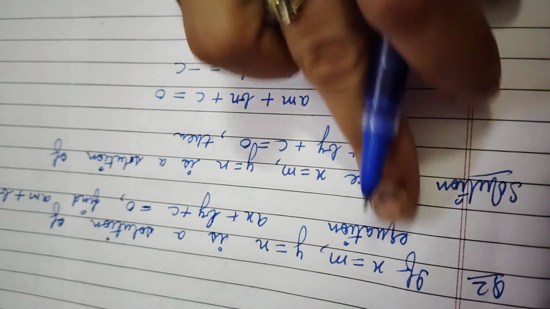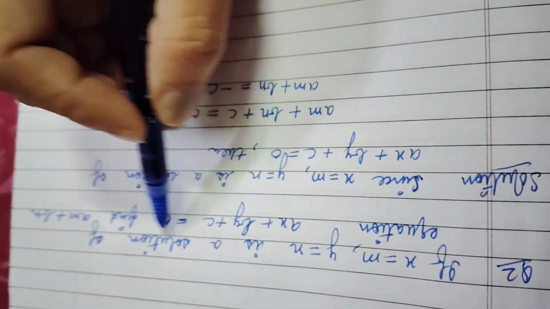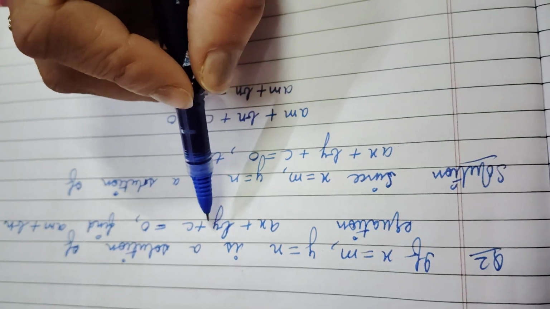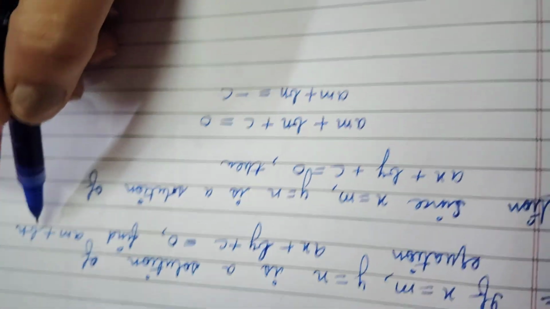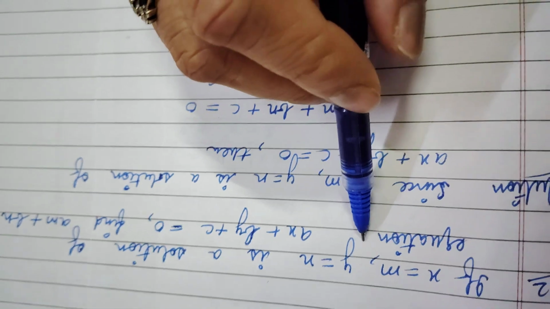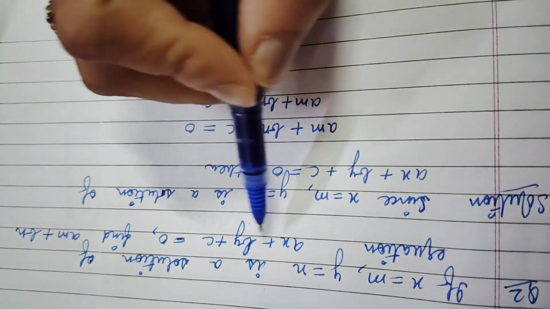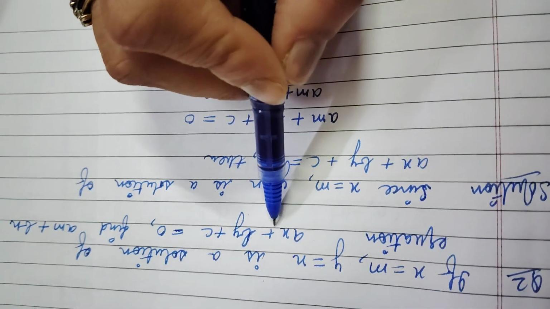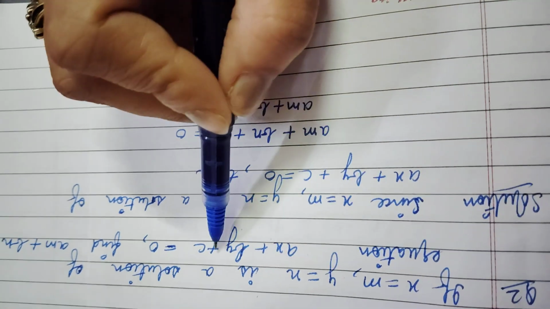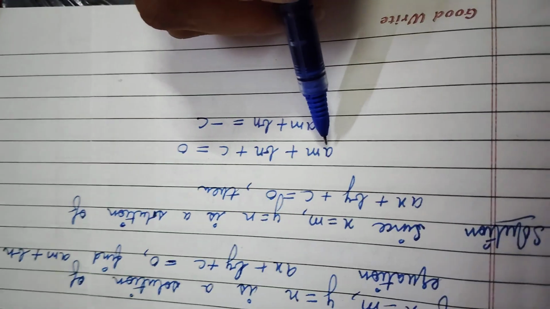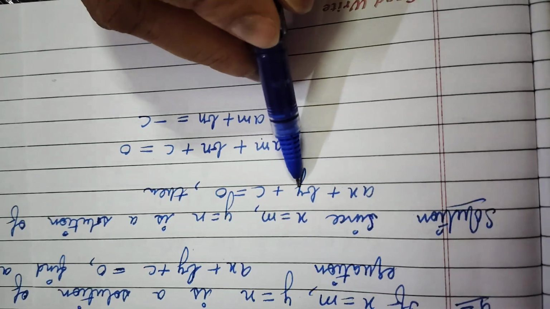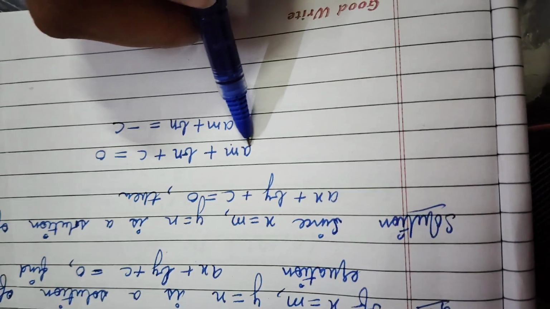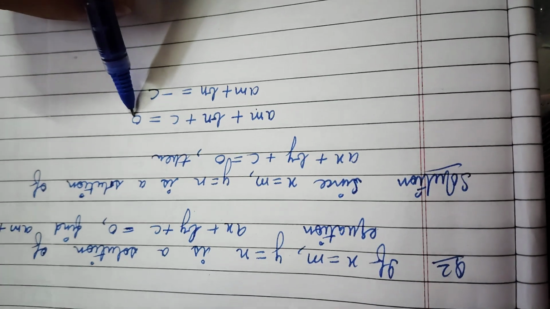Next question is, if x equal to m and y equal to n is a solution of the equation ax plus by plus c equal to 0, then find the value of am plus bn. Since this is a solution of this equation, we can replace x with m and y with n. Now put the values here. So am plus bn plus c equal to 0.